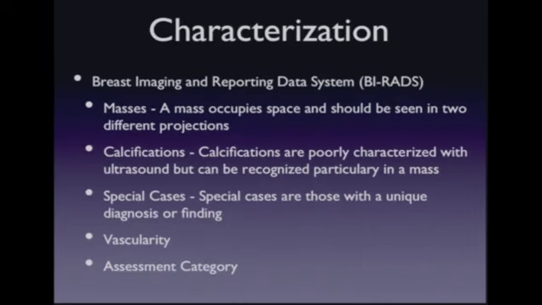When we find a lesion on ultrasound, we want to use the Breast Imaging Reporting and Data System, BI-RADS, to characterize that mass. The BI-RADS classification includes a discussion on masses, calcifications, special cases that are unique to ultrasound, vascularity, and an assessment category.